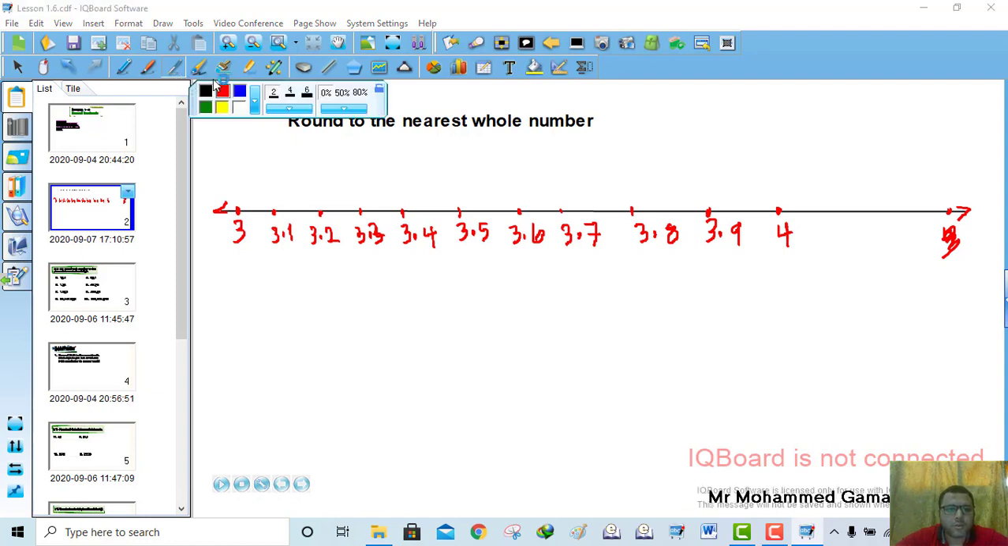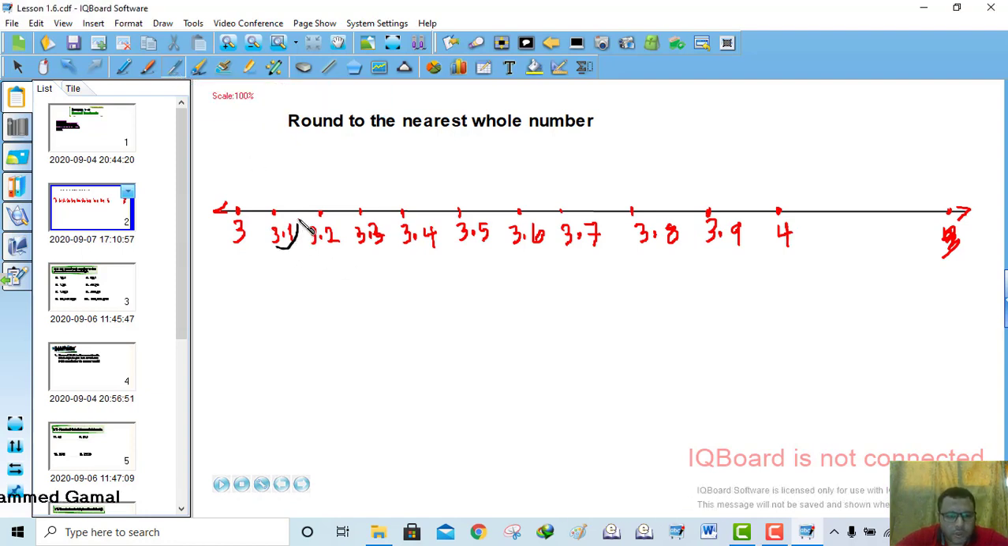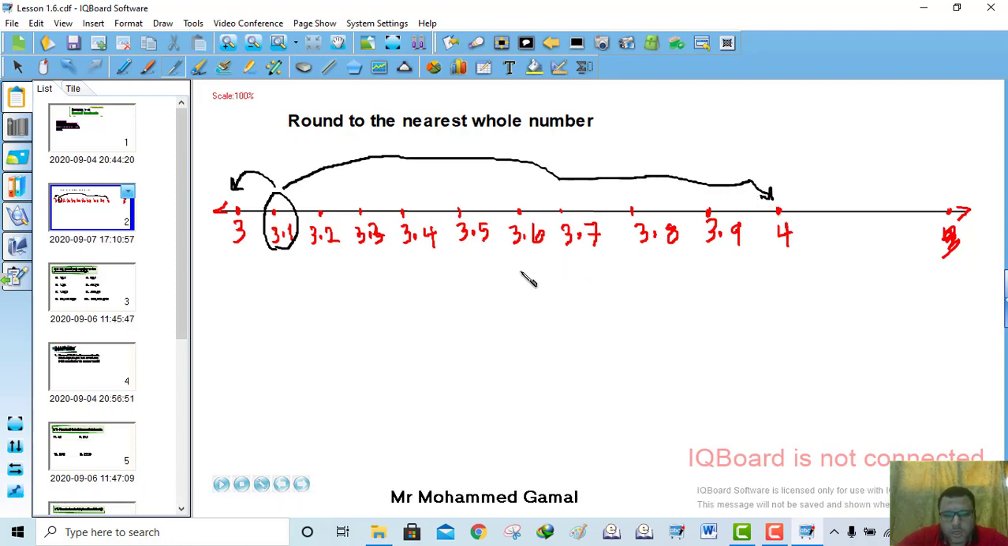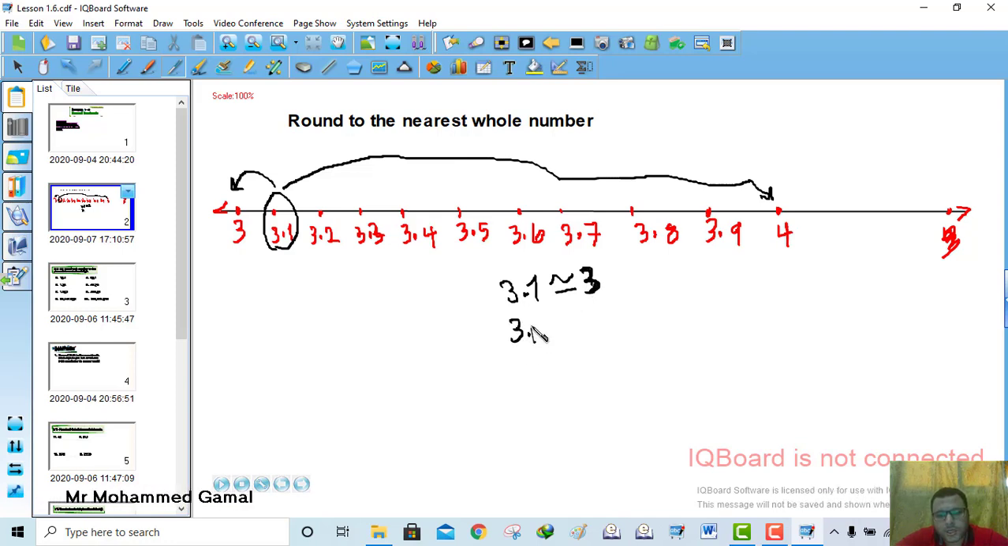So if I'm asking you about 3.1, this number, is it closer to the 3 or is it closer to the 4? 3.1, yes, it's closer to be what? To be 3. Yes, it's closer to the 3. What about 3.2? The same, it's close to 3. 3.3 and 3.4 as well. All of these numbers are close to the 3.